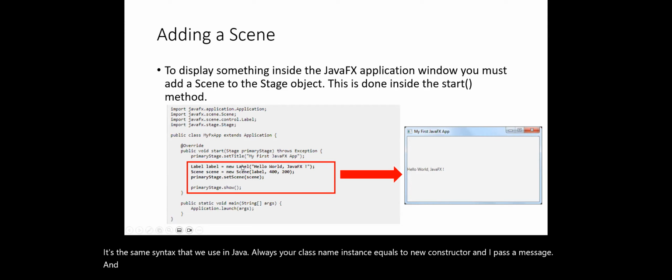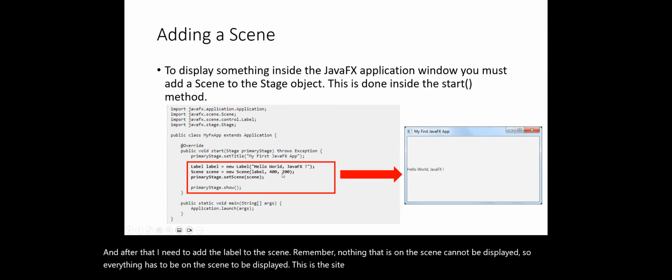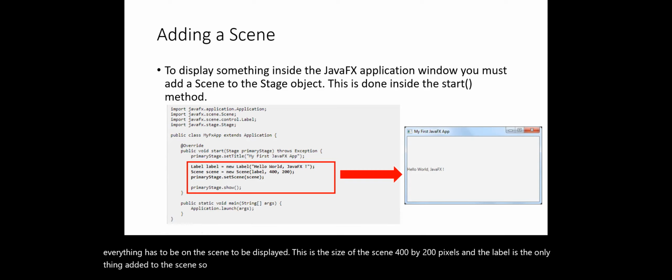And after that, I need to add the label to the scene. Remember, anything that is not on the scene cannot be displayed. So everything has to be on the scene to be displayed. This is the size of the scene, 400 by 200 pixels. And the label is the only thing added to the scene. So the label takes over the entire scene.